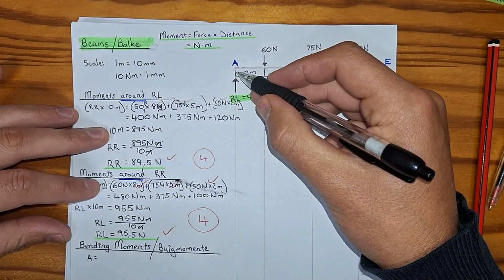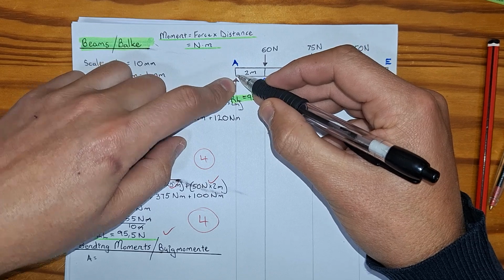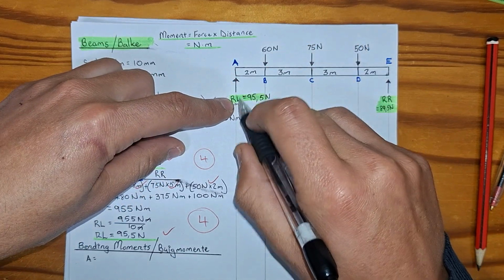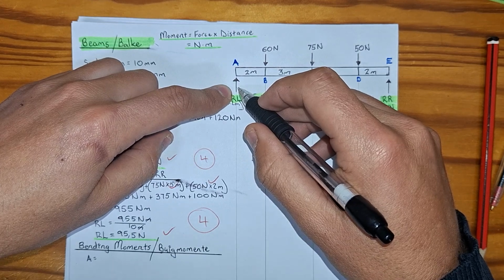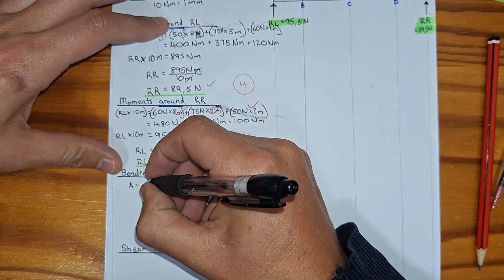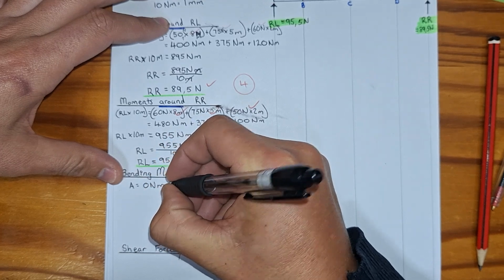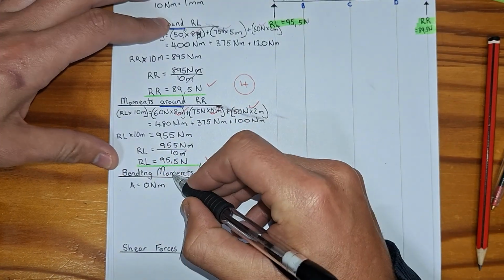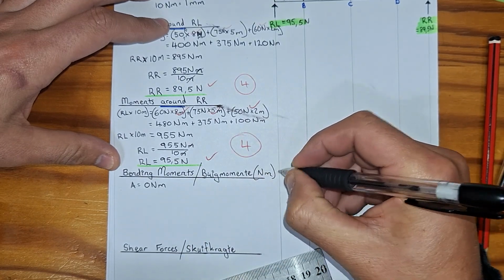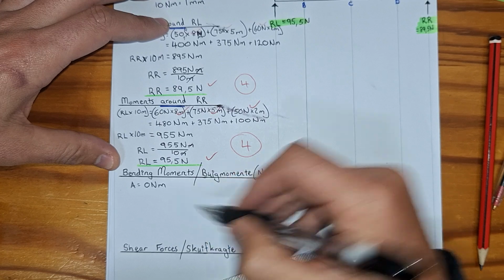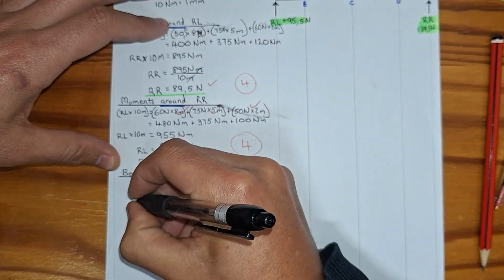So at A, there's no distance towards the left, and there's also no force towards the left. There's only a reaction force at point A. Any value multiplied by 0 will be equal to 0. So we already know at A, the bending moment will be equal to 0 Newton meters. Keep in mind, a moment is in Newton meters, so at the end of each answer, add the Newton meters units. Okay, now for B.